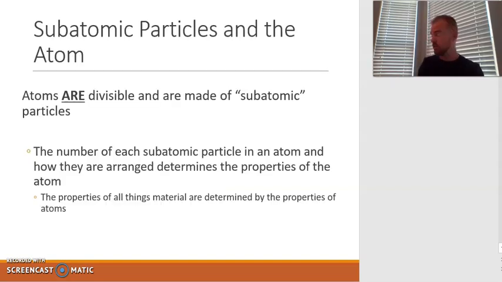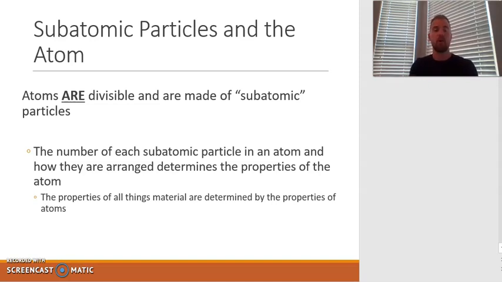So reminder, we just discovered that atoms actually are divisible and made up of what we call subatomic particles: protons, neutrons, and electrons. The number of each subatomic particle in an atom and how they are arranged determines the properties of that atom. Have you ever stopped to think why some elements have some properties more than others? It all comes down to the subatomic particles, and actually primarily the electrons, which we'll see in topic 3.